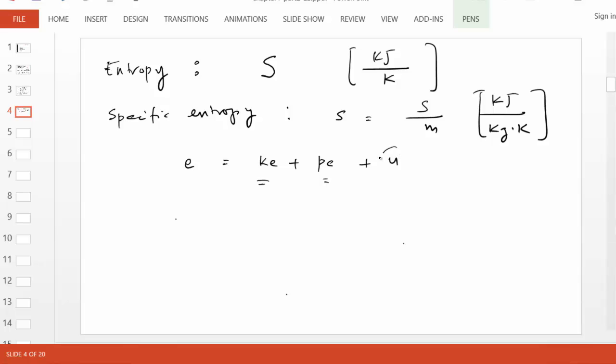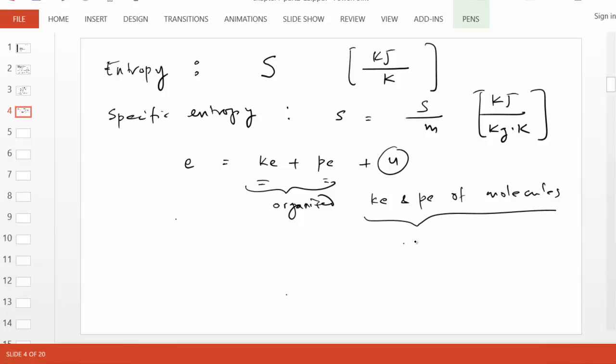But what is Eu actually? Eu is Ke and Pe of molecules, if you recall our discussions. Eu is the aggregate Ke and Pe of all the random energy of molecules. And these are kind of organized. You can think like organized molecular energy. All the molecules are moving together. And these are like disorganized energy of the molecules.